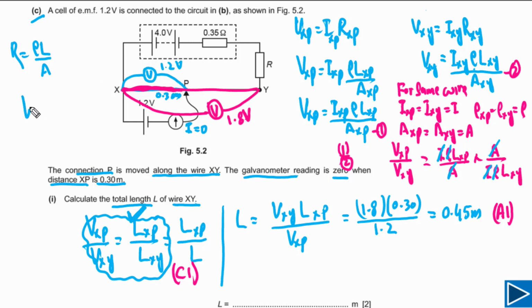So simply let me write it down again here. We will get Vxp divided by Vxy equal to Lxp divided by Lxy. This means the ratio between potential differences is equal to the ratio between lengths.